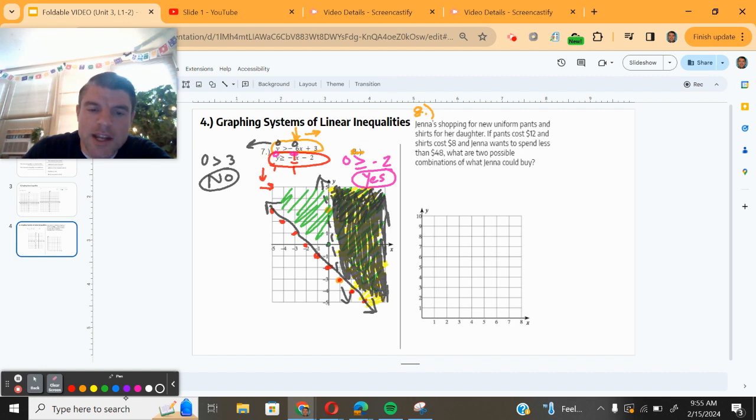All right, this is exciting. We get to finally do a word problem with systems of inequalities. So take a look at this one right here. I'm going to write two equations. I have uniform pants and I have uniform shirts.